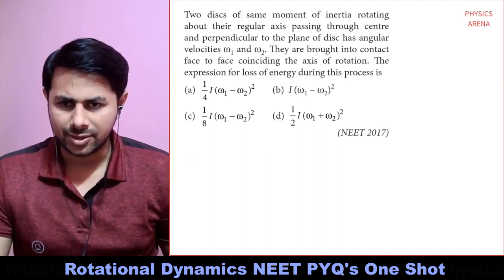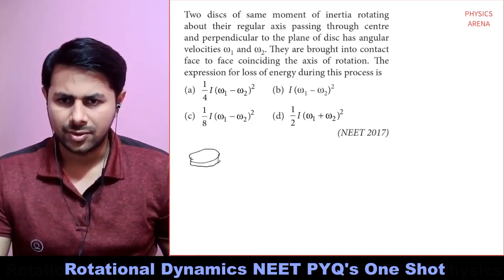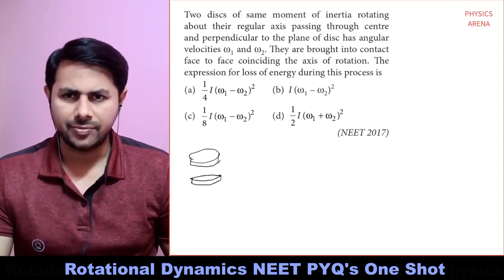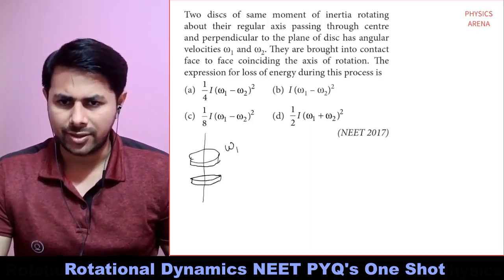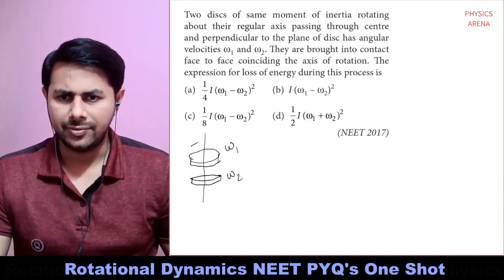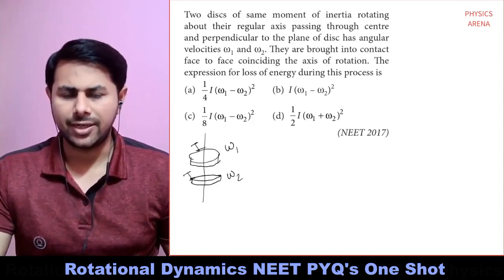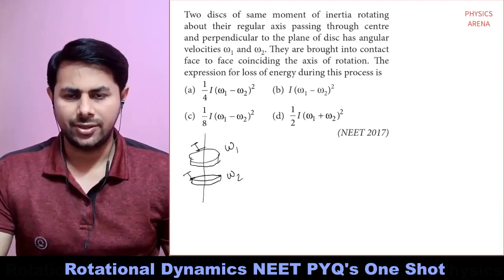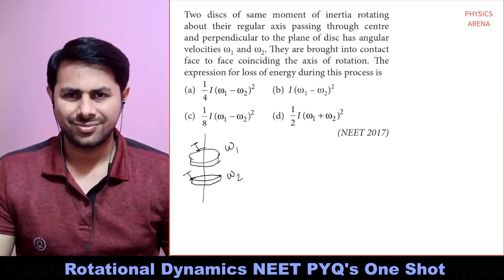Okay. So this is first disk, you can say. Okay, this is second disk. They were rotating with some angular velocities, omega 1, omega 2, and the moment of inertia is same. Now they are kept on each other. What will happen? So this is like collision.